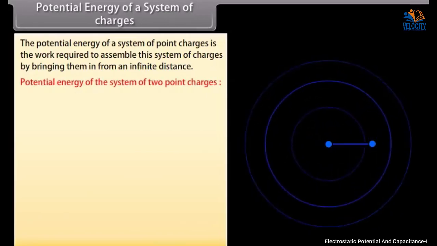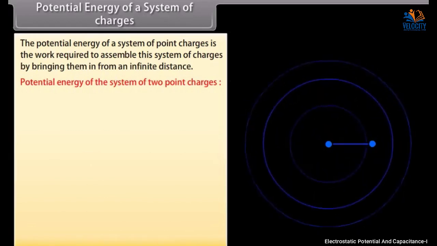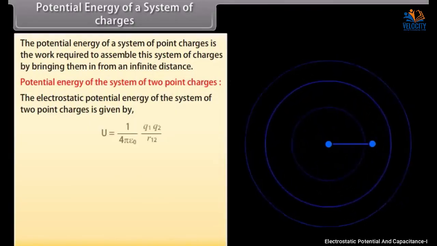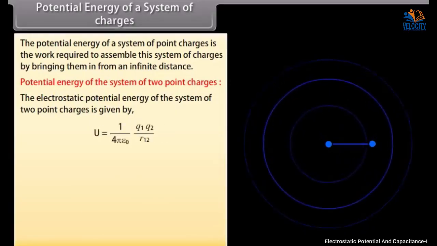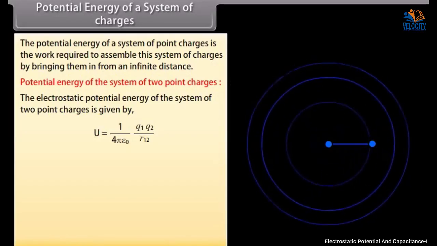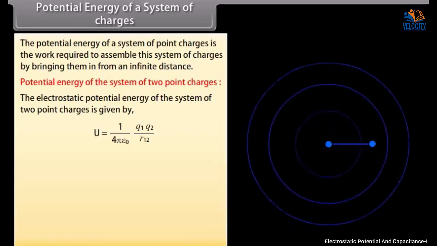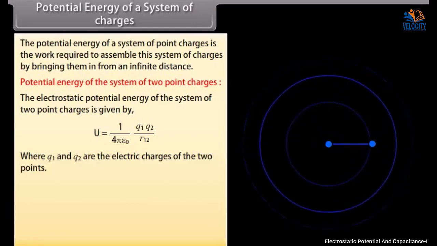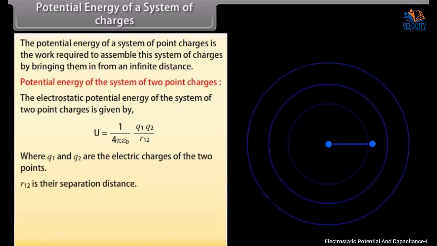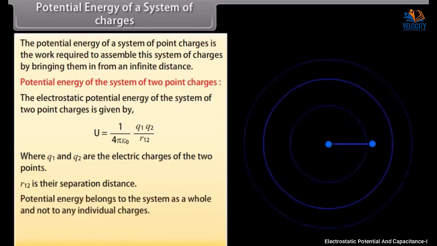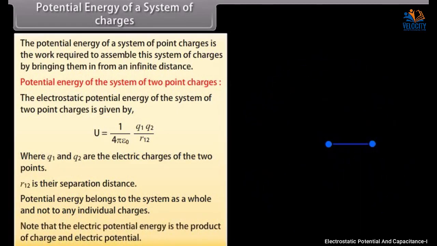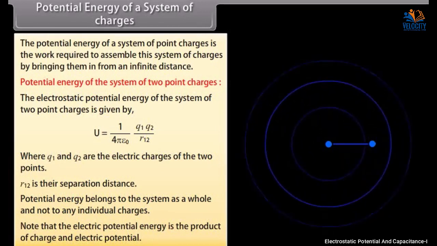Potential energy of the system of two point charges. The electrostatic potential energy of the system of two point charges is given by U as 1 upon 4 pi epsilon naught multiplied by Q1 Q2 upon R12, where Q1 and Q2 are the electric charges of the two points, and R12 is their separation distance. Potential energy belongs to the system as a whole and not to any individual charge. Note that the electric potential energy is the product of charge and electric potential.